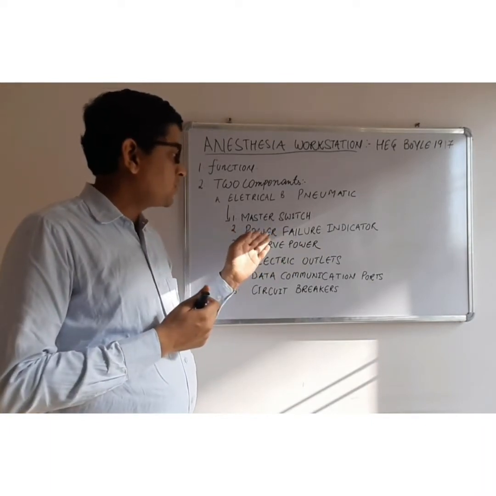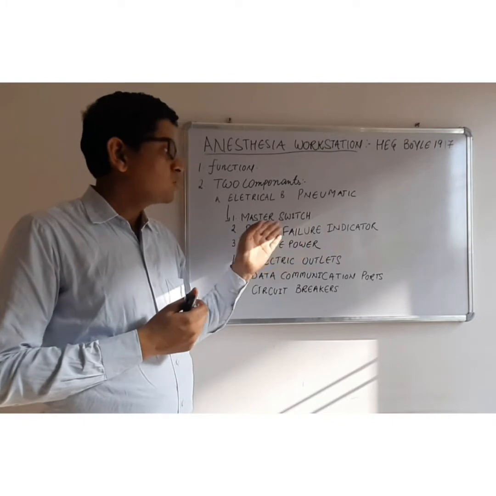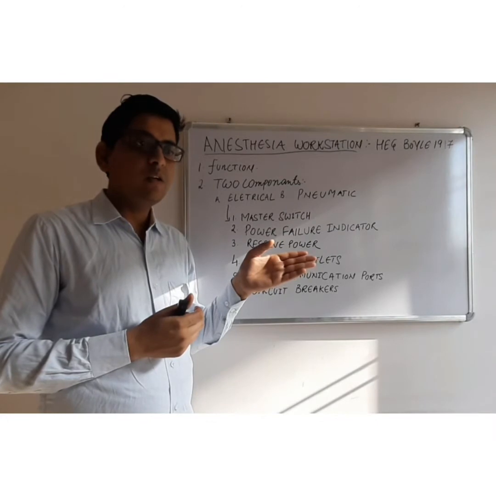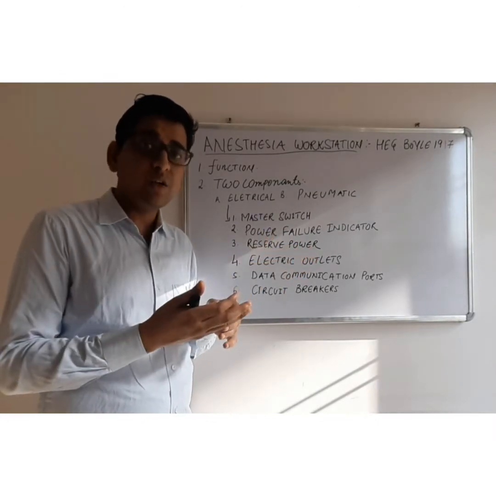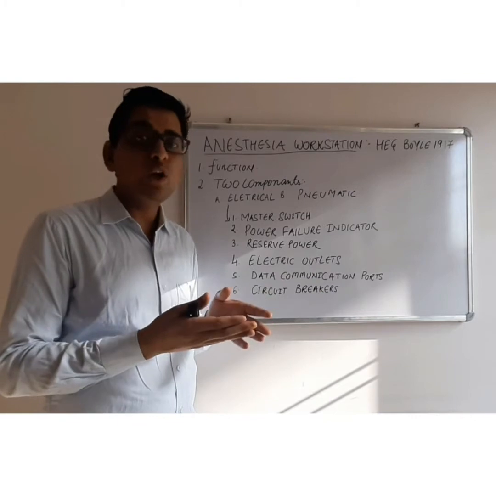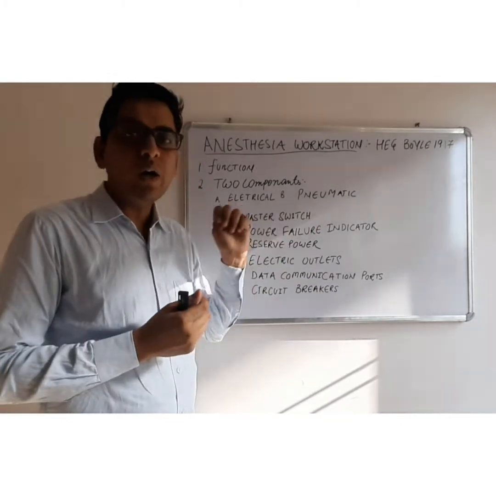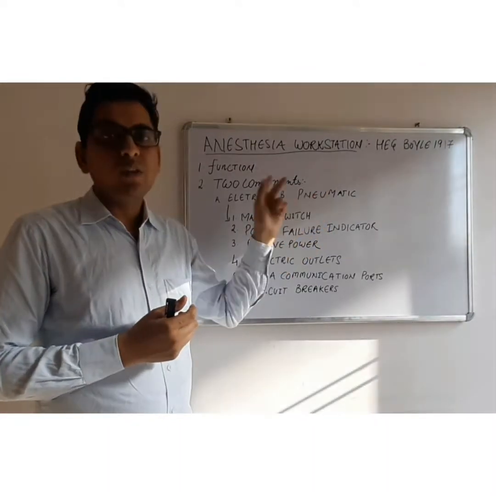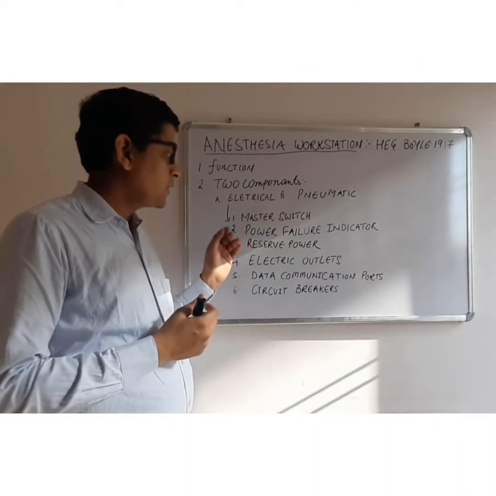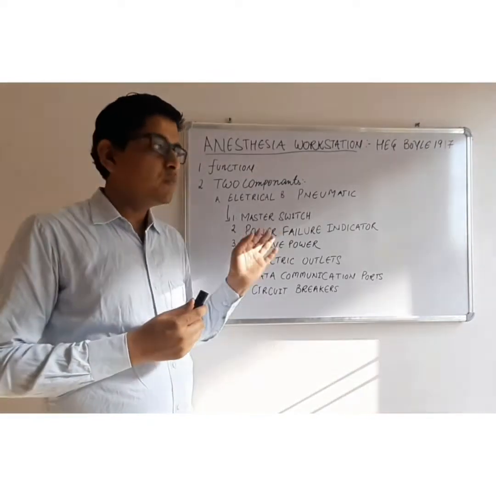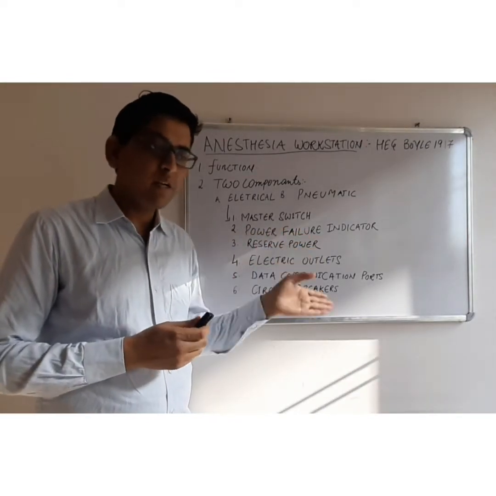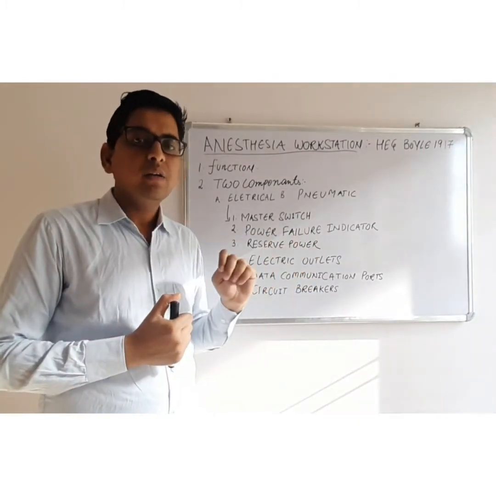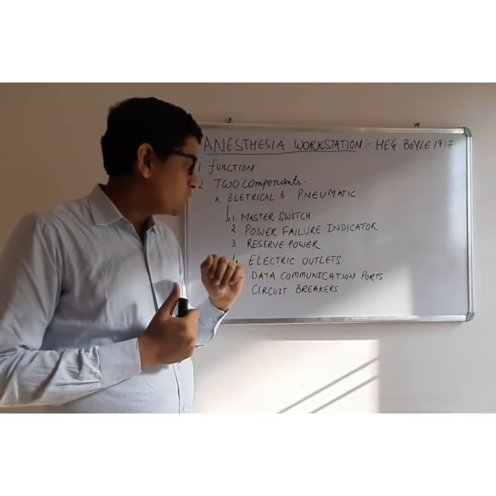So next component is power failure indicator. So power failure indicator may be visual or audible. So in the case there is disconnection of the power supply or any failure of power supply, there will be a audible alarm or there will be a indicator blinking on the front side of the machine. The next part is reserve power. Reserve power is usually in the form of batteries in the machine, and they give a backup of approximately 30 minutes depending on the use.